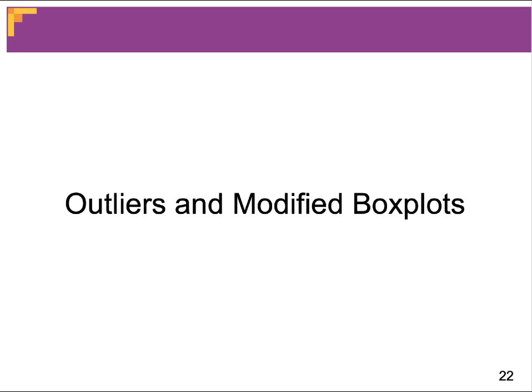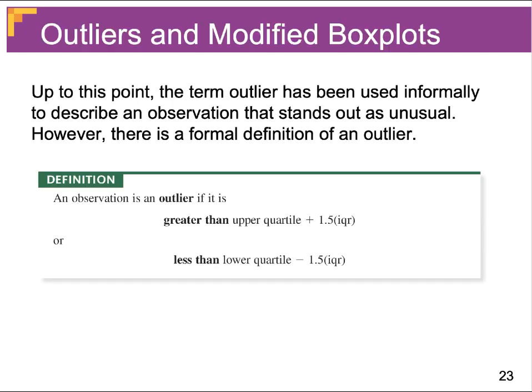Sometimes when our data set has outliers, we want to create this modified box plot so that we can account for the fact that one or a few of our observations are outliers, and then we can focus on what the rest of the distribution looks like. So how do we determine if something is an outlier? Well, we use this rule called the 1.5 IQR rule.